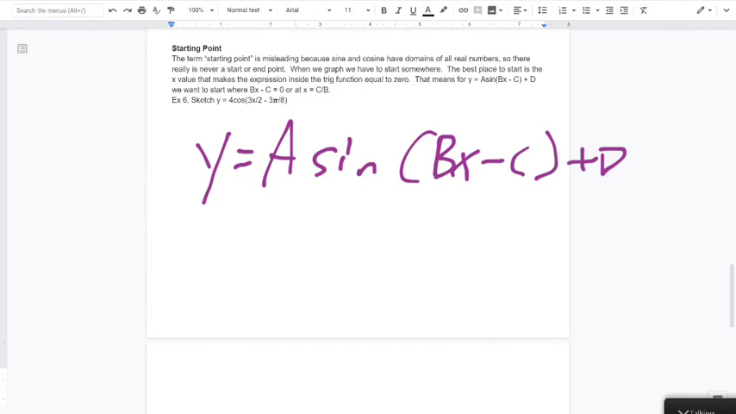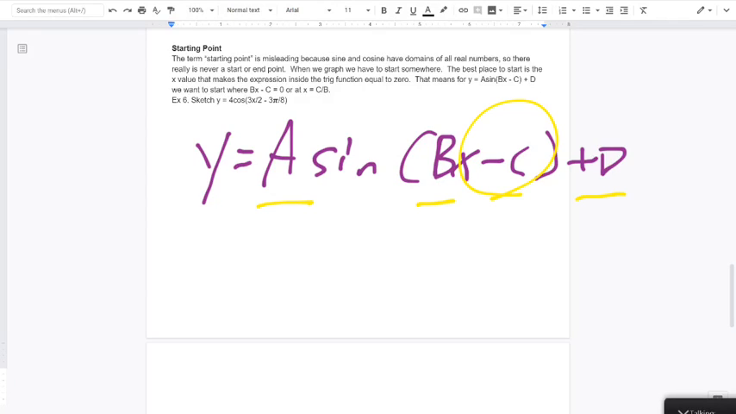Okay, so we've talked about how A affects the graph. That's going to affect our max and our min and also any reflections. D is the sinusoidal axis. That's going to shift our graph up and down. B is going to stretch our graph, wider or more narrower, so left and right. It's going to affect our period.